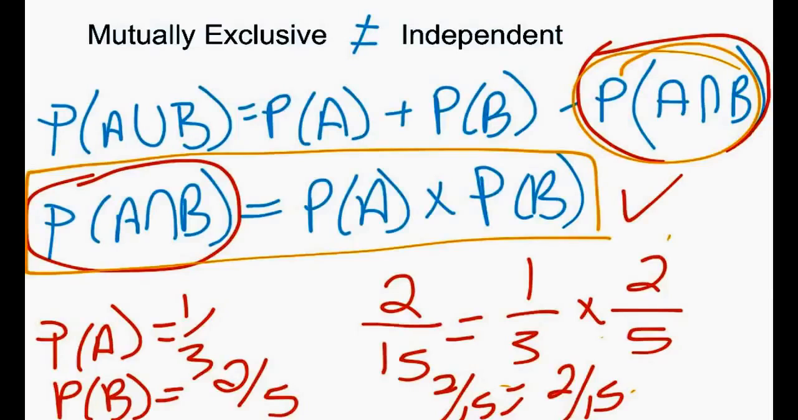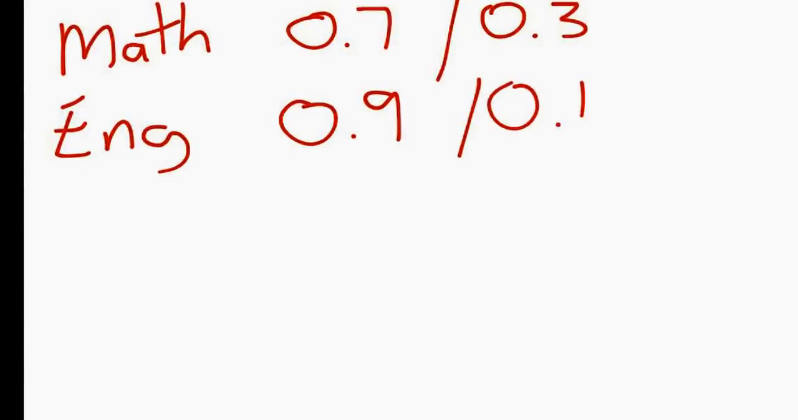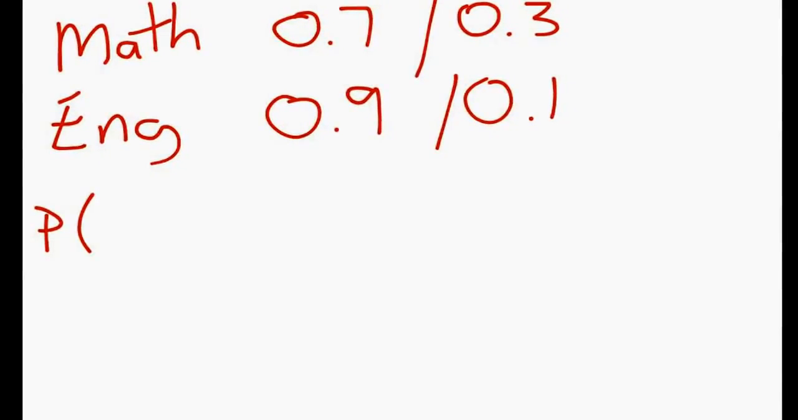One other type of question you want to be aware of is if they talk about complements. Let's suppose the chance of passing math is 70% or 0.7, and then you would have a 30% chance to fail, obviously. And let's suppose English, you have a 90% chance of passing, so that means you'd have a 10% chance of failing. Now the question would be, what's the probability that you pass both? So we pass math and English.